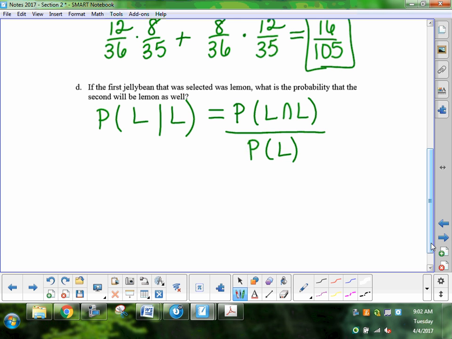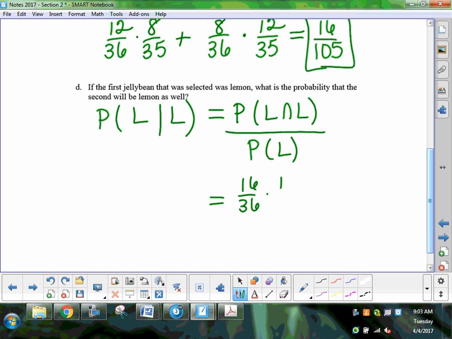What would I be multiplying together in order to get what the numerator looks like? Hands up, please, if you can answer that. What would I be multiplying together in order to arrive at lemon and lemon in the numerator? Royce, what do you say? Correct? Now I need to divide that by the probability of getting a lemon. Looking at that initial setup, what's the probability of getting a lemon? Hands up when you can answer that. We've got two people, seriously. Tommy?